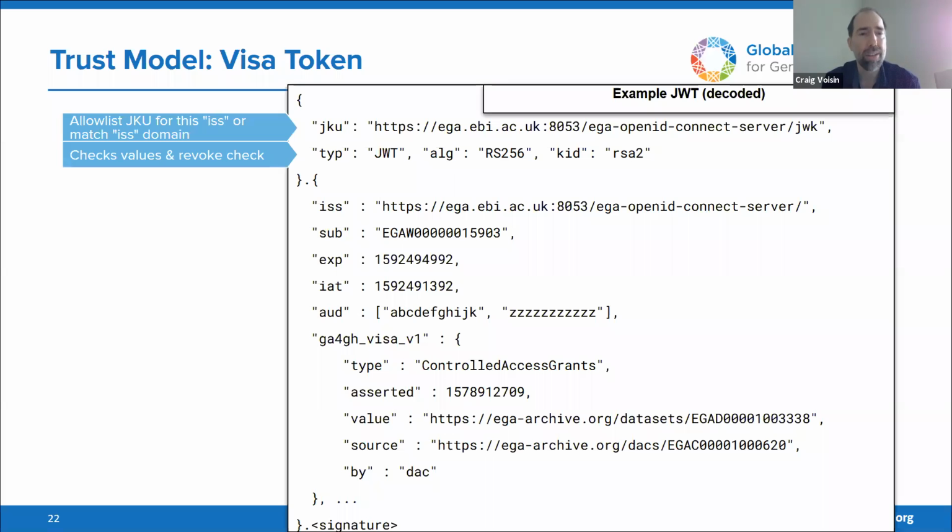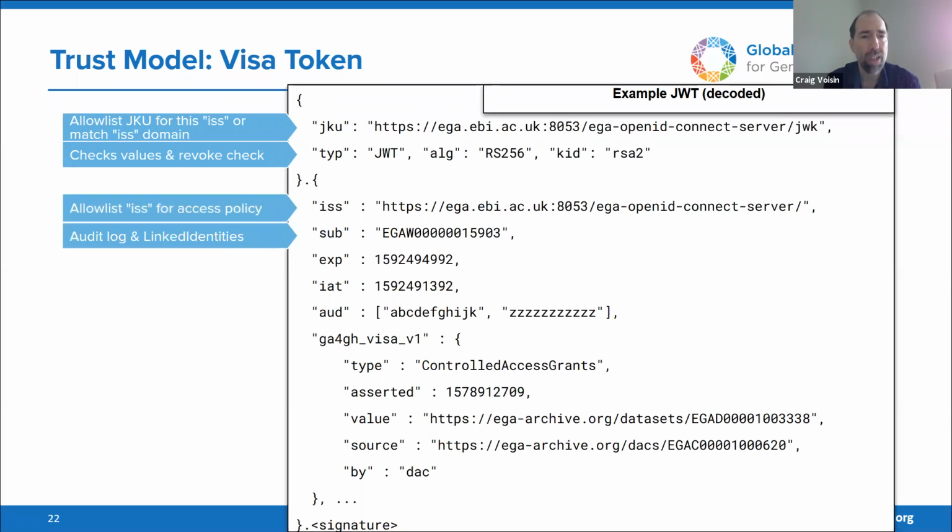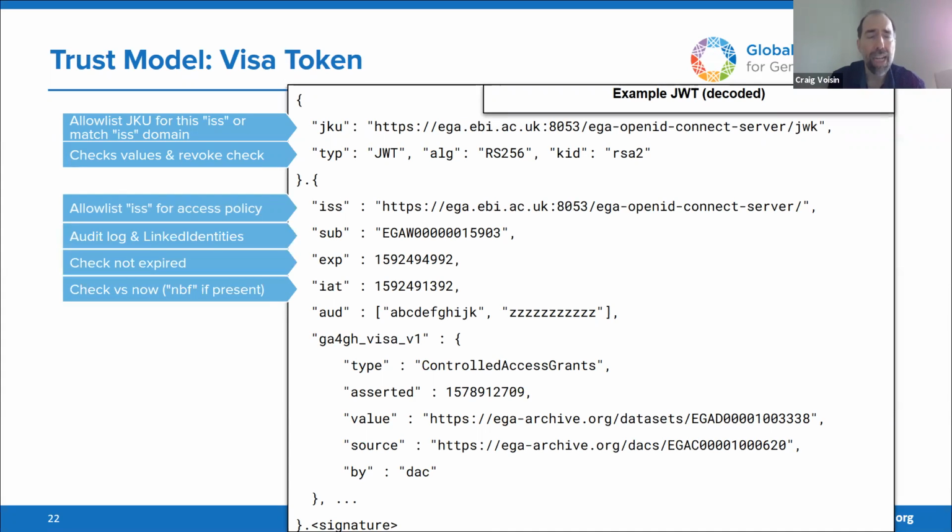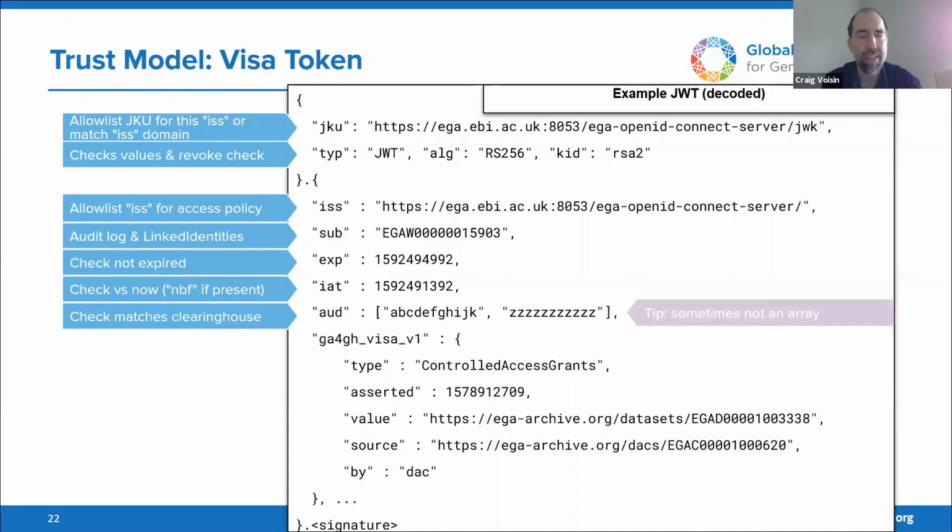Next, of course, we're going to check those types and things up there again. And for the issuer, for this particular policy, we're going to be checking to see, does this issuer make sense? Does it have the authority to issue things for this particular data set or whatever is being requested? The subject, again, for audit logging can be handy. And we want to check that it's not expired as before, and also the issued at and not before, those kinds of things. And the audience, once again, if there's an audience, it has to match what your audience is for your particular clearinghouse. It's destined for you.